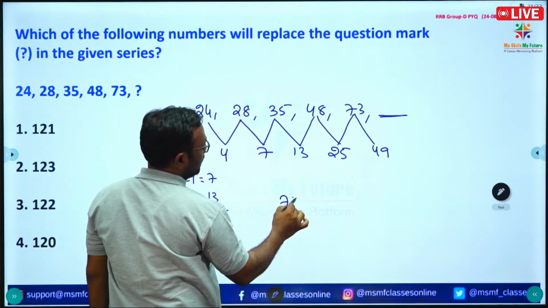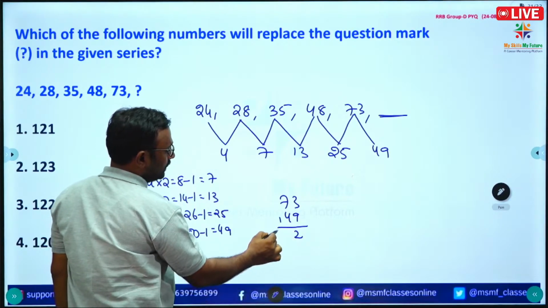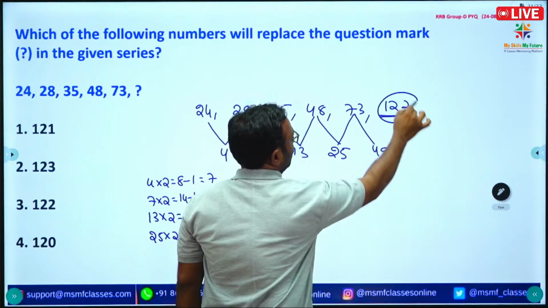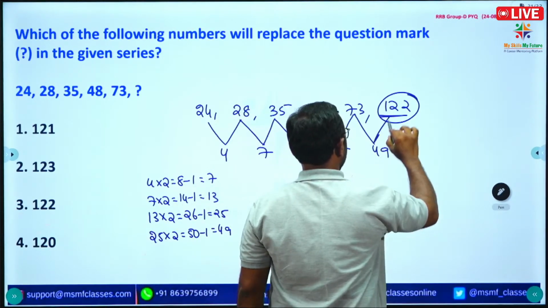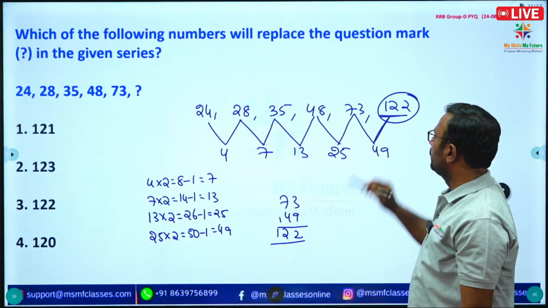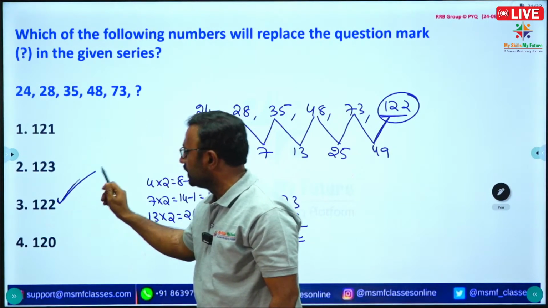Just add 73 to the 49. So we get 122. The distance here is 49, and adding 73 to 49, we get the number 122. See the options, option 3 is correct.